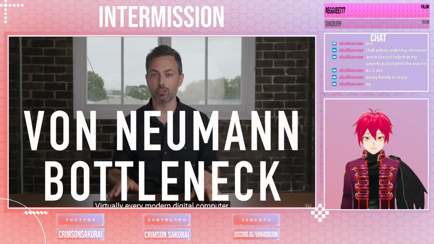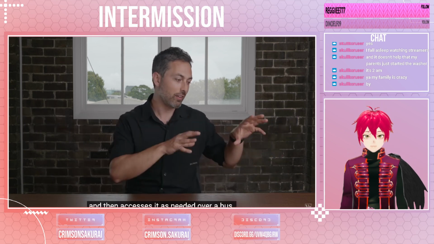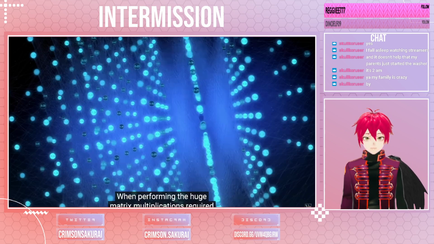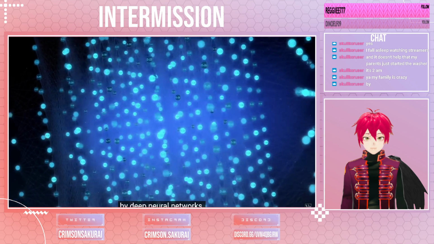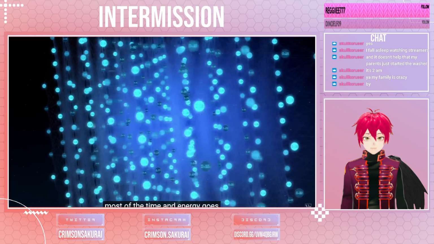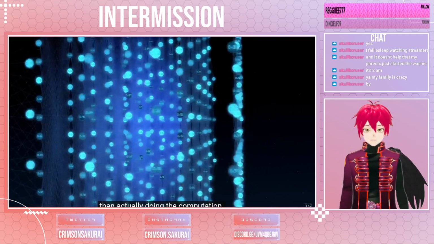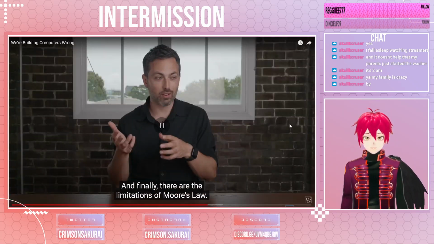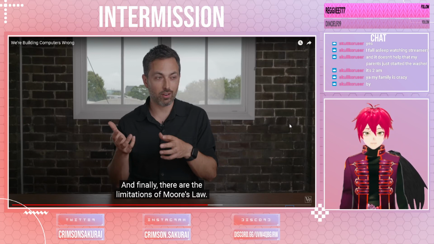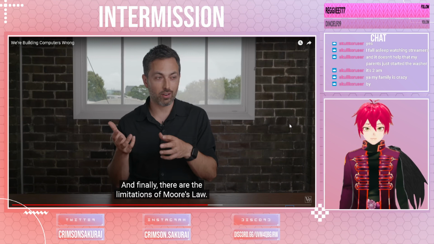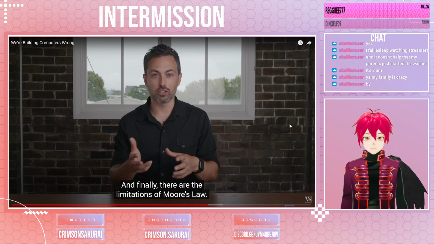Virtually every modern digital computer stores data in memory and then accesses it as needed over a bus. When performing the huge matrix multiplications required by deep neural networks, most of the time and energy goes into fetching those weight values rather than actually doing the computation. And finally, it's long-winded, right? It's doing the longest road. There's no shortcuts, really. Are the limitations of Moore's law.